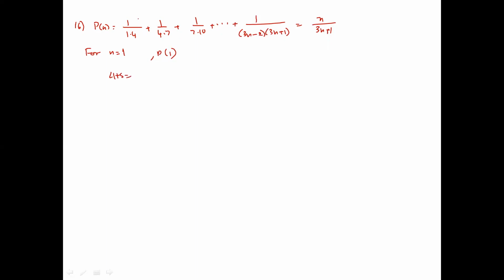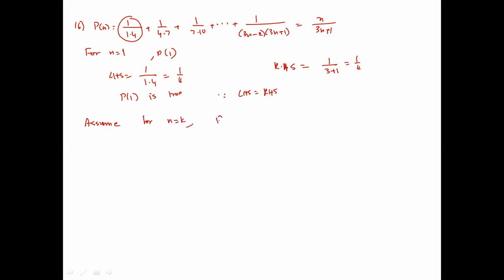First, left hand side means only the first term, 1 by 1 into 4, that is 1 by 4. Right hand side also, I will put n equal to 1: 1 by 3 plus 1. I got the same answer, 1 by 4. That means P of 1 is true because LHS equals RHS. Now, instead of proving for n equal to 2, 3 and all, I will assume for any n equal to k, P of k is true, like P of 1 is true.